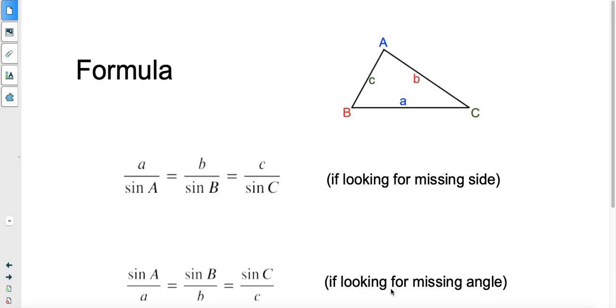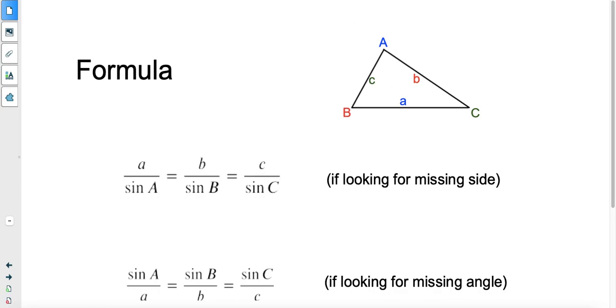Hi everyone. In this video, we're going to be looking at the sine law. The sine law is a formula we can use to find the missing side or the missing angle in a triangle. Let's take a look at this triangle up here.